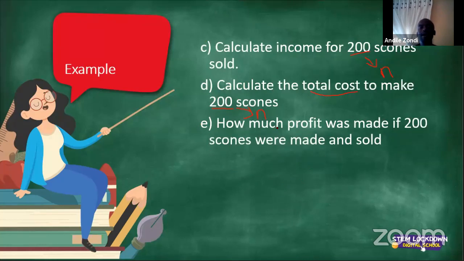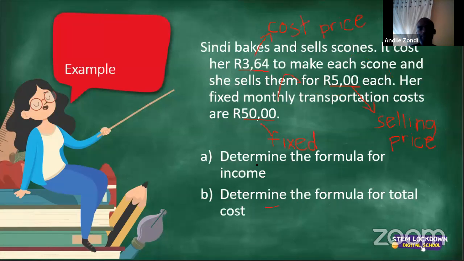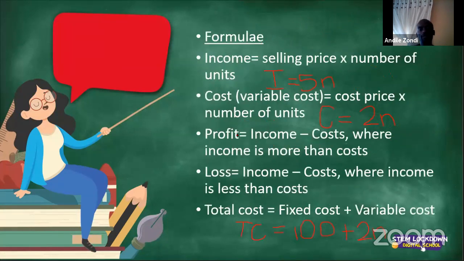E is how much profit was made if 200 scones were made and sold, right? Okay, obviously our formula for profit is equal to income minus cost. Let's just go back. There's a formula that we'll be using. Profit is income minus cost. Obviously, to make a profit, income must be more than costs. Okay. Now let us answer this question.